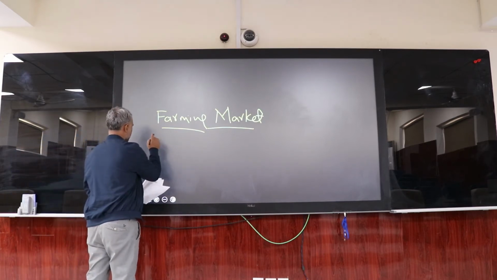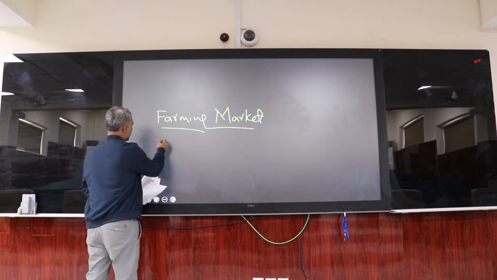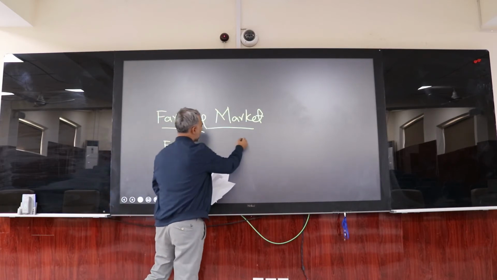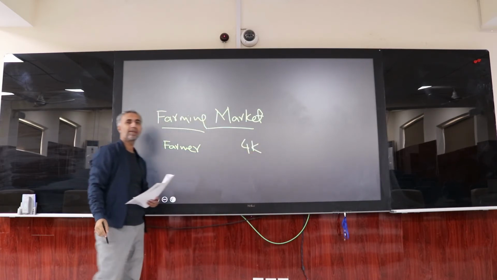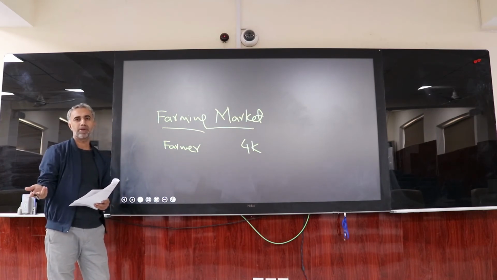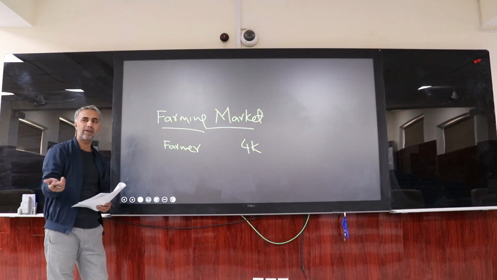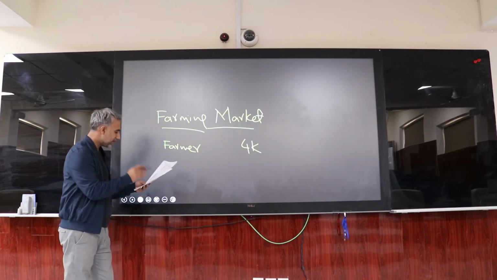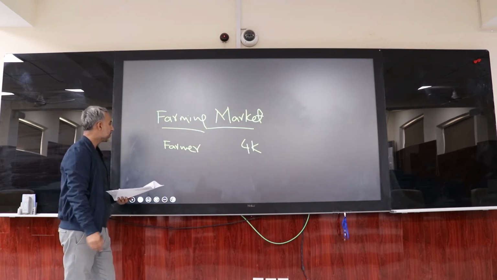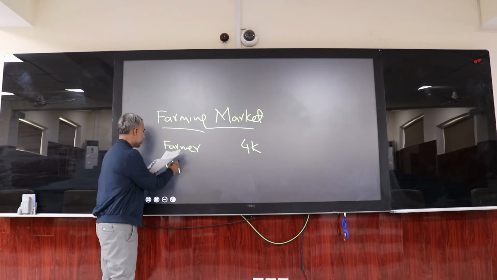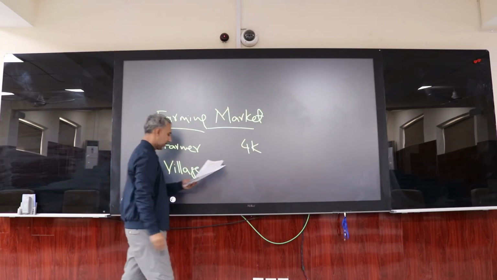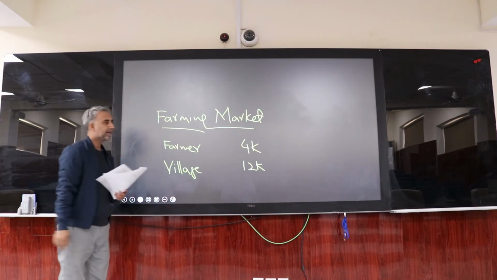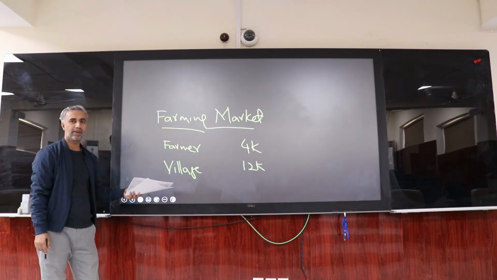At the farmer location, there are various locations, let me talk about them. Farmer location, home location, the price is about 4,000. It can be any kind of product, any kind of fruit, any kind of quantity. So we are talking about price 4,000, and once this product reaches the village main market, price becomes 12,000.